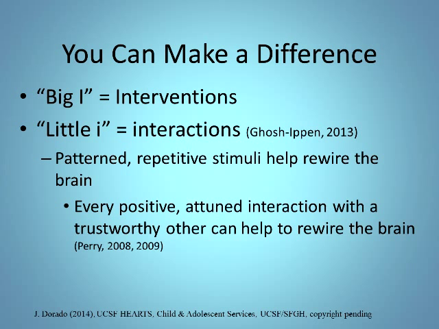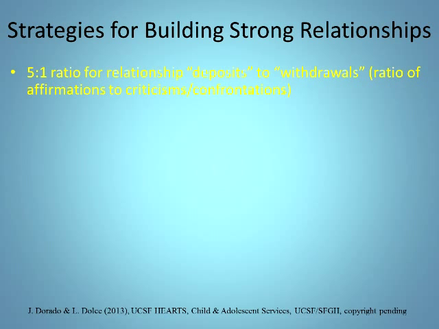And we also need those little-eye interactions too. Some of you might be familiar with the statistic that we need a 5-to-1 ratio of relationship deposits to withdrawals. In other words, for every time you need to redirect or provide some sort of criticism to a student, can we find five other times to say something positive about them, about their effort? I see that you're working really hard. Thank you for sitting in your seat. Wow, I'm so glad to see you today. They don't all have to happen in the same interaction. We can just build those up over the course of the day. That allows us to build and maintain strong relationships with our kids.